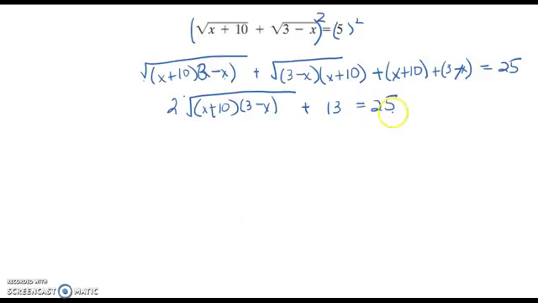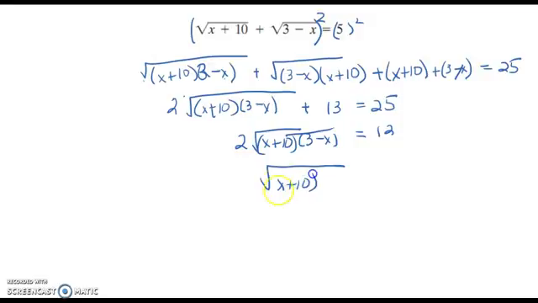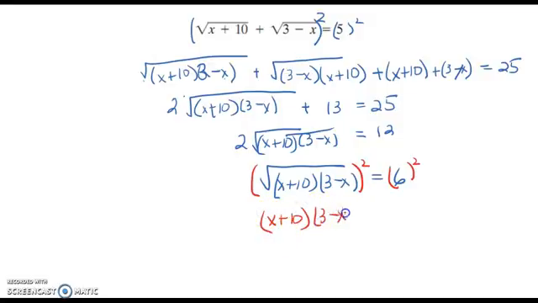So then I can subtract 13. And then I divide by 2, so I get the square root of (x plus 10)(3 minus x) equals 6. I can now square it again to get rid of this square root. So we get (x plus 10) times (3 minus x) equals 36.